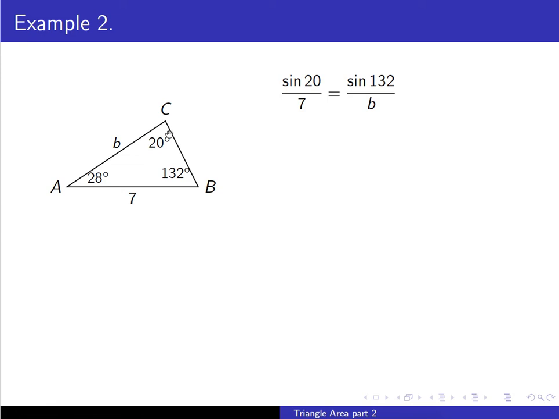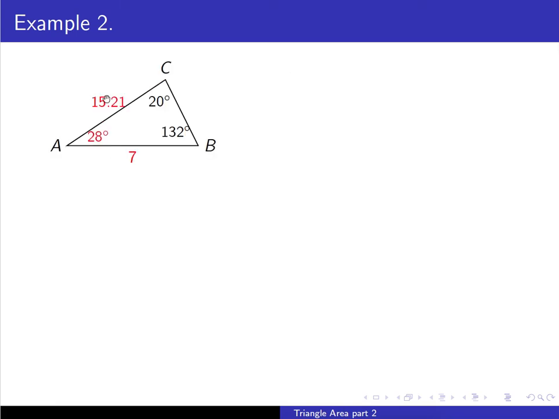Angle C is 20 degrees, because angle A and angle B add up to 160. Subtract that from 180 to get angle C is 20. So we set up the sine of 20 over 7 equals the sine of 132 degrees over B. Cross multiply, we get B times the sine of 20 equals 7 times the sine of 132. Then divide both sides by the sine of 20, and we get B is 7 sine 132 degrees divided by the sine of 20 degrees, which is about 15.21.